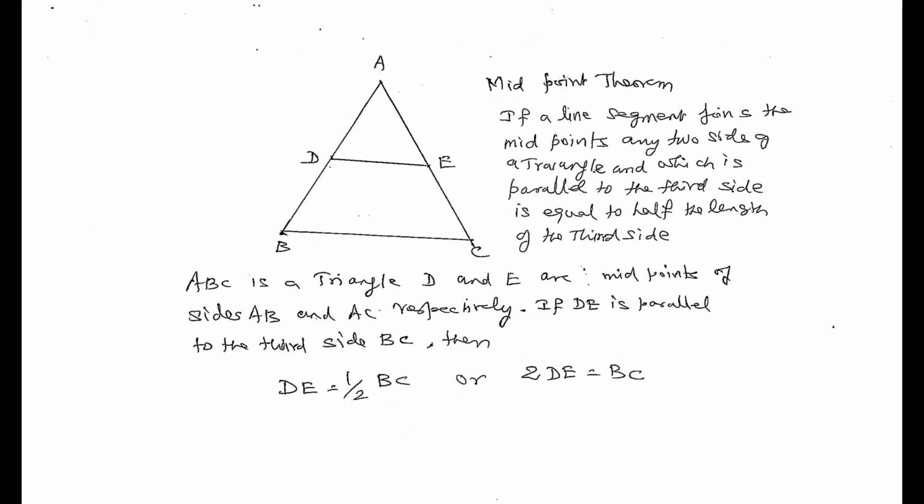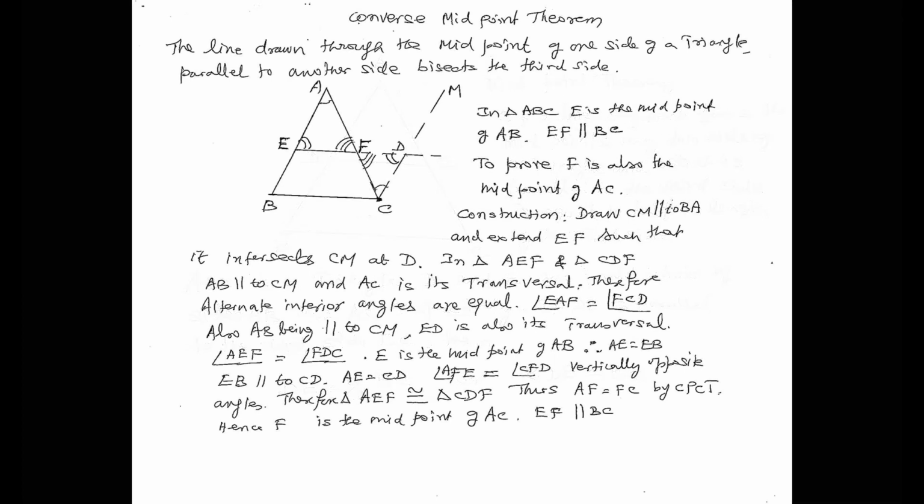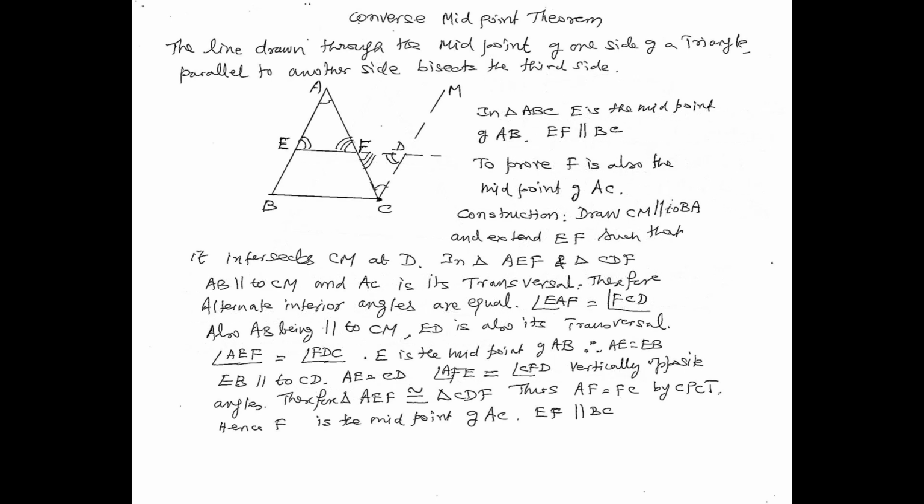The midpoint theorem, next slide you see: if a line segment joins the midpoints of any two sides of a triangle, it is parallel to the third side and equal to half the length of the third side. ABC is a triangle in this picture, and D and E are midpoints of sides AB and AC respectively. If DE is parallel to the third side BC, then DE is equal to half BC, or 2DE is equal to BC. Now the next slide deals with the converse midpoint theorem.